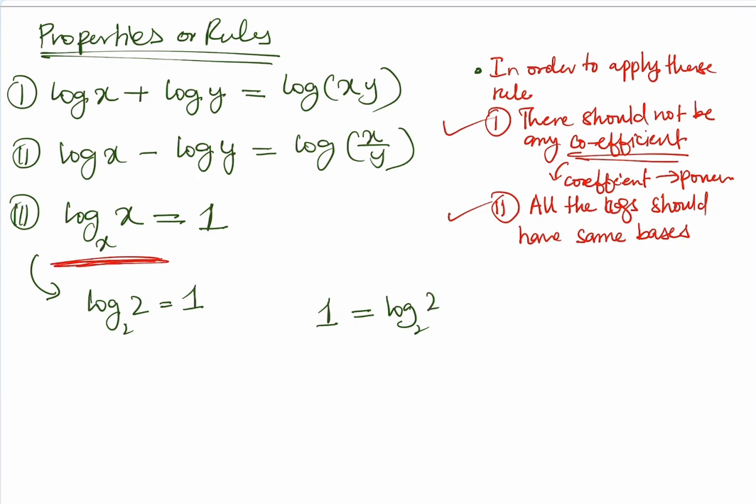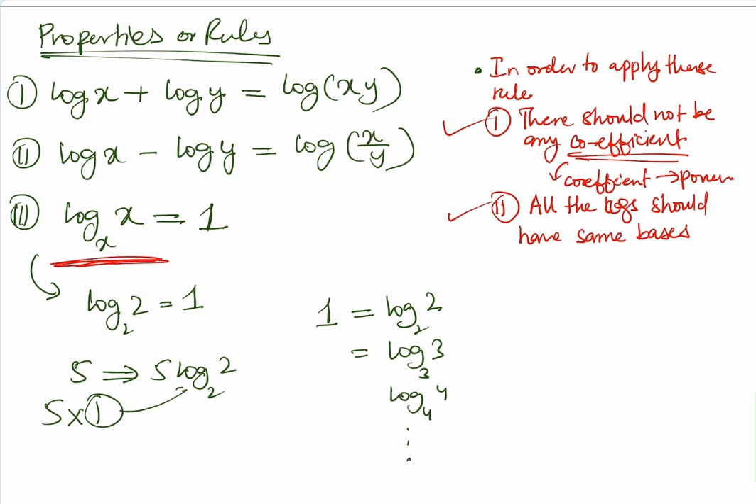Log 2 2, I can generate log 3 3, I can generate log 4 4, or anything. Let's suppose if 5 is written also, I can write 5 as 5 log 2 2 also, because 5 is multiplied by 1. And I can write 1 in any particular form. I'm just writing 2 because I thought about 2, but given the context, if the question requires log 3 3, you can write log 3 3 also.